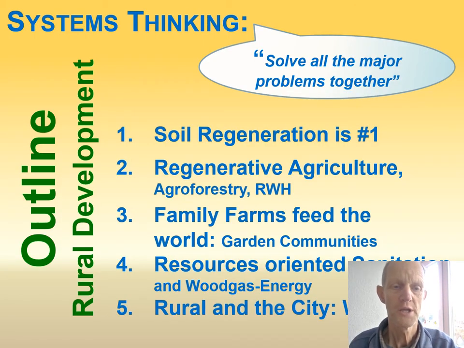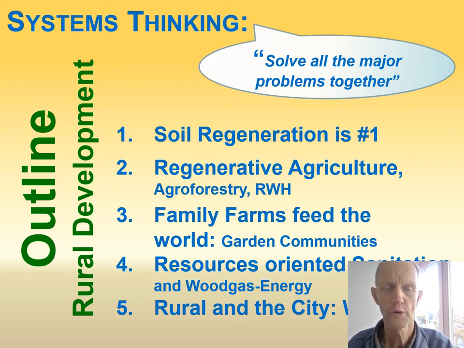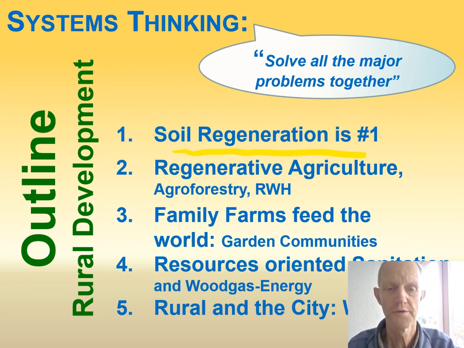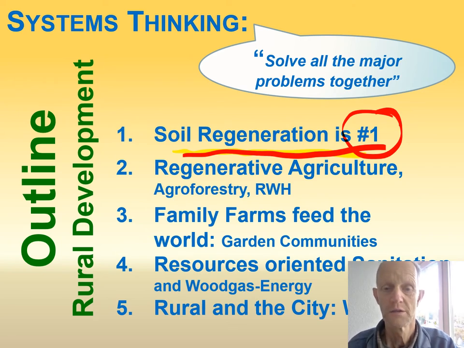This lecture will be about systems thinking, and if you solve all the major problems together, it becomes a lot easier. Experience shows that if you work with one single issue, it doesn't really go very far, but if you look at all of them together, that's highly synergistic and change can take place. And so I'll talk about soil regeneration, and this is the number one issue of all, number one. Regenerative agriculture, this is one of the ways to make soil regeneration happen on a large scale. It's possible even on a massive scale all around the world.